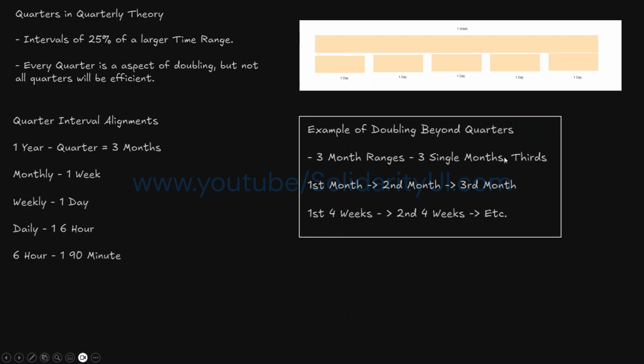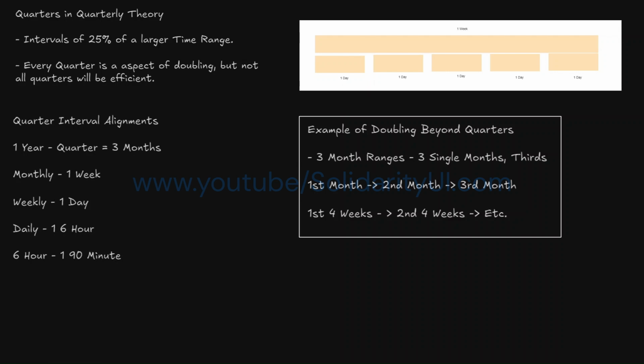Now, if we expand beyond quarters with doubling theory, we can get things like thirds. This is just an example. We're not going to be going into thirds at all in this mentorship. It gets very, very complicated. Even if it may not seem like it can get complicated, it will get very complicated. So we're not going to be doing that just yet. But as an example, each quarter of the year is 3 months each.